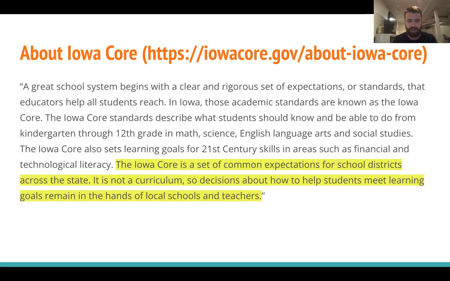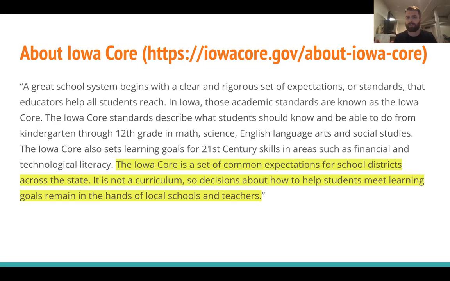I highlighted that because I think those are both important points. That first one I highlighted, it's a set of common expectations for school districts across the state. If all the schools across the state are following the Iowa Core, we are ensuring that our district is aligned with what other districts are doing. Because in the past, our school might be covering something that's not being covered in another district, and vice versa.